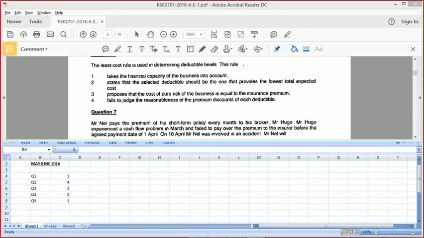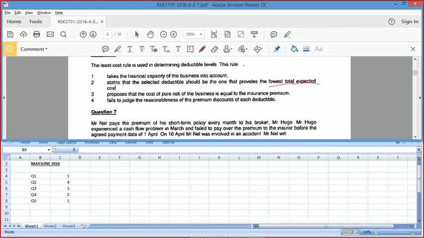With the least cost rule, it proposes that the cost is equal to the insurance premium. No, that falls to judge reasonableness. So option two would be the best one because it has the lowest total expected cost. Yes, it is the second one. It's in the textbook.